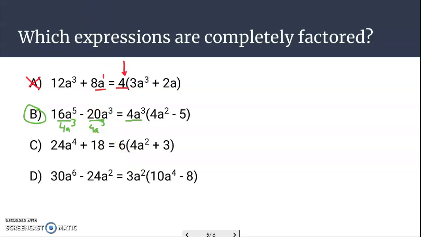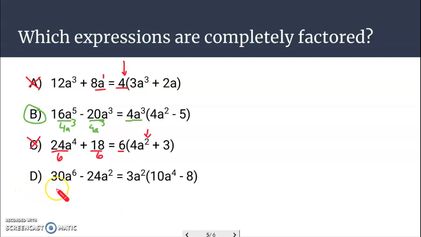Let's check C. 24 and an 18. The greatest number that divides into both is a 6. We have an a to the fourth and no a in the other term, so the GCF is just 6 by itself. Let's divide each term by 6 and see if it factored correctly. 24 divided by 6 is 4. a to the fourth divided by nothing should be a to the fourth. Aha. This a squared should be a to the fourth, making this incorrect.